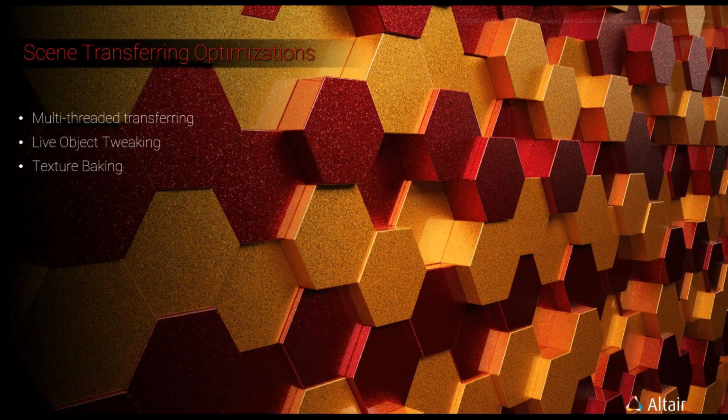Live object tweaking is an option that in version 1.5 the scene was transferred to the engine every time a render was initiated, and for complex scenes this meant a lot of time. Now with live object tweaking, once the scene has been transferred to the engine, it will only transfer the changes to the engine. This practically means that if you do not change anything to the scene and re-render, it will start right away.